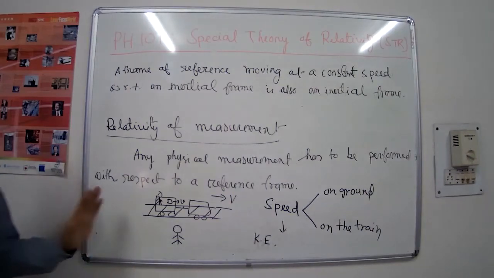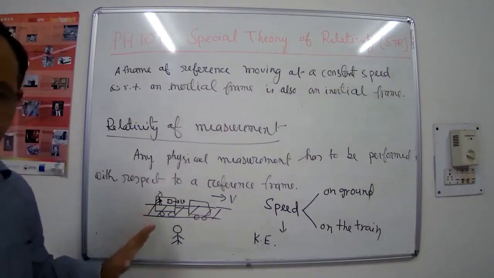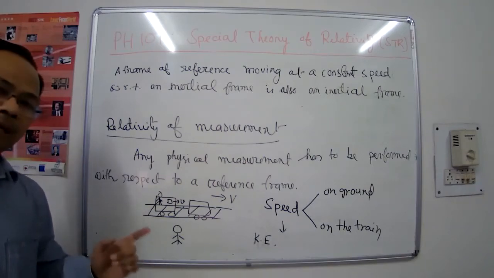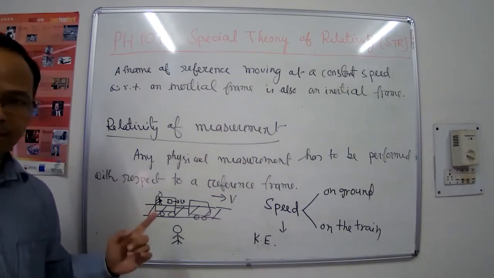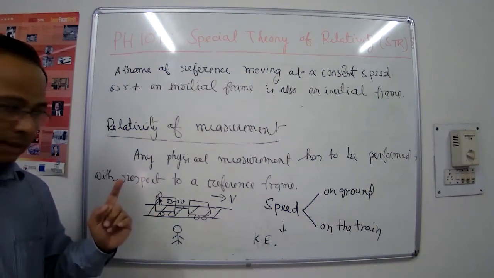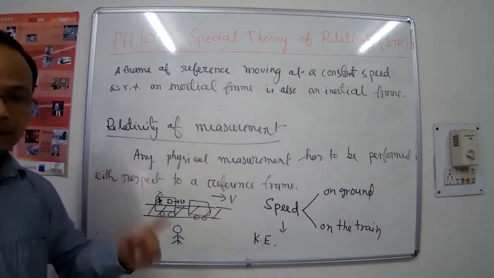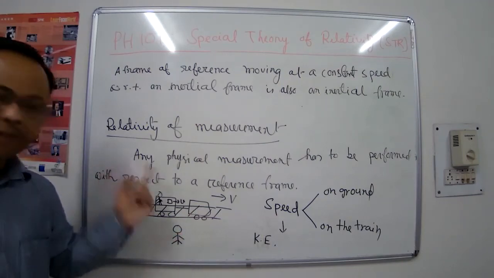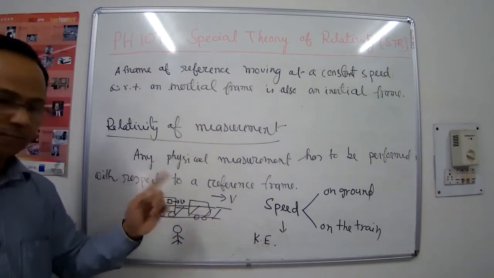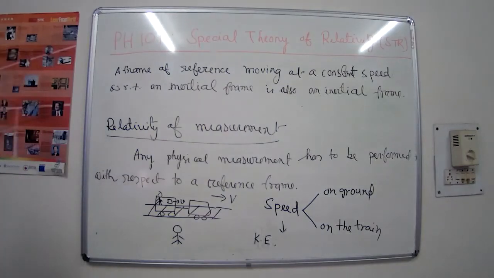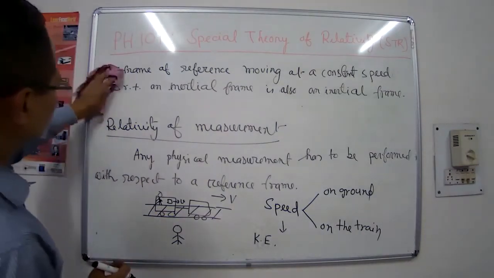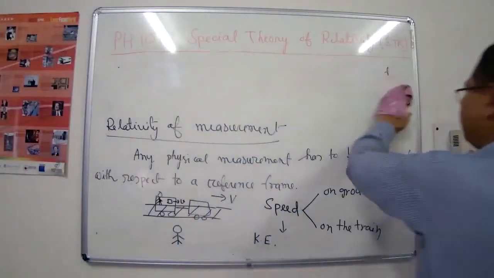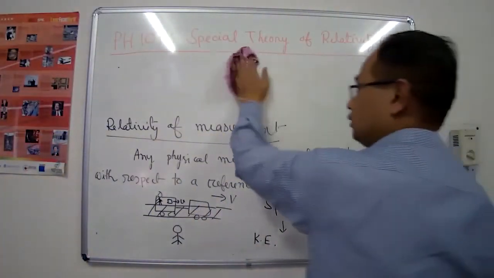So this is just a simple example to tell that when you make a measurement of a physical quantity, you have to be aware of the frame of reference. You get a certain value only with respect to a given frame of reference. This particular property is the relativity of measurement.